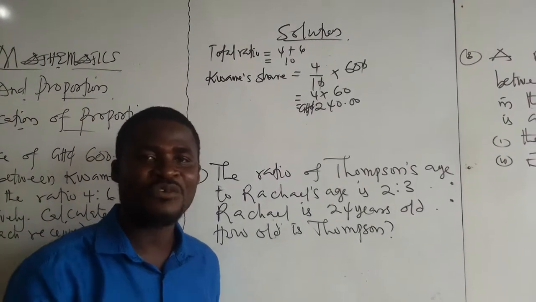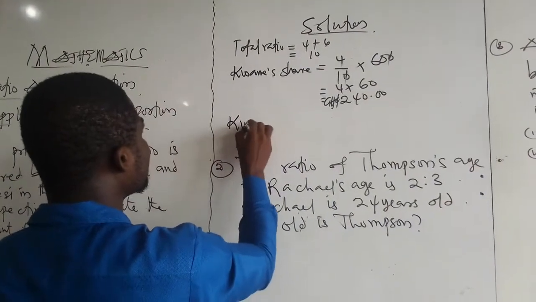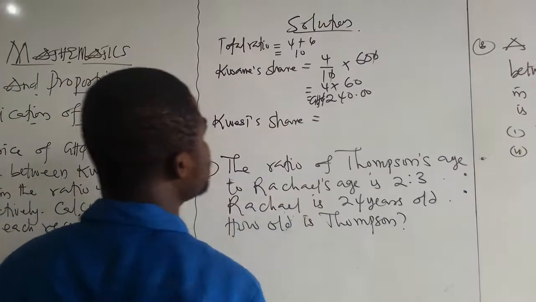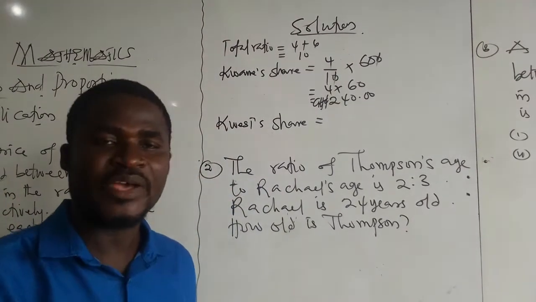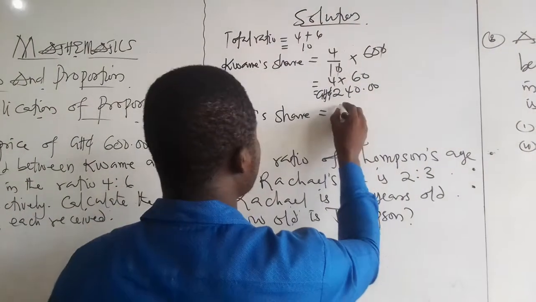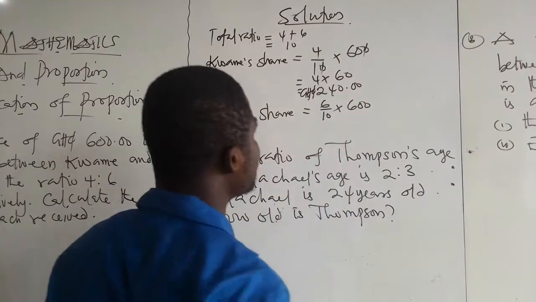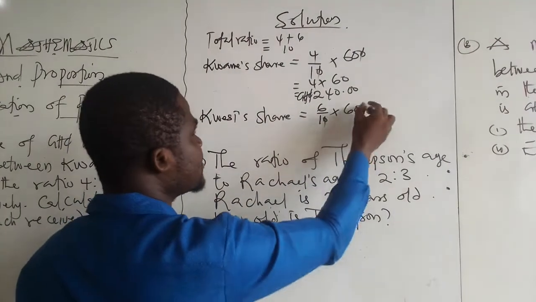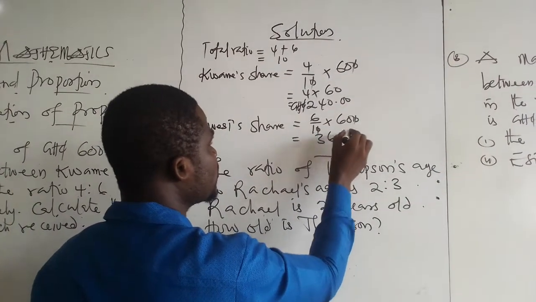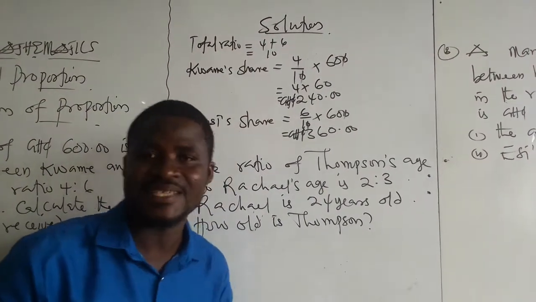Good. Let's go and look for Kwesi's share. So Kwesi's share is equal to Kwesi's ratio over total ratio times the amount shared. So we are going to have 6, that's Kwesi's ratio, out of 10 times 600 Ghana cedis. So let's cancel. We are going to have 0 cancel 0. 6 times 6 will give us 36. Then you add a 0 to it. So Kwesi had 360 Ghana cedis.